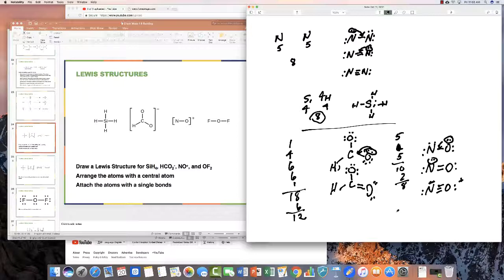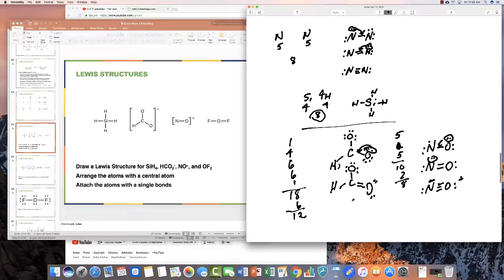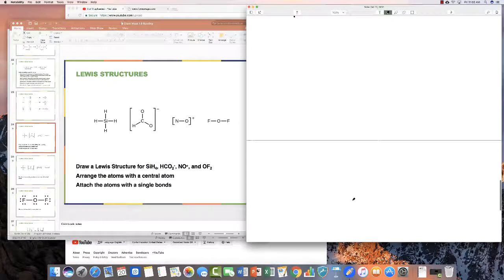The last one, fluorine has 7. 2 times 7 is, well, let me get a fresh sheet of paper here. 2 times 7 is 14. Plus oxygen, which has 6. So that's a total of 20. You start out with the O in the middle. And then, so that uses up 4. So you have 16 left.